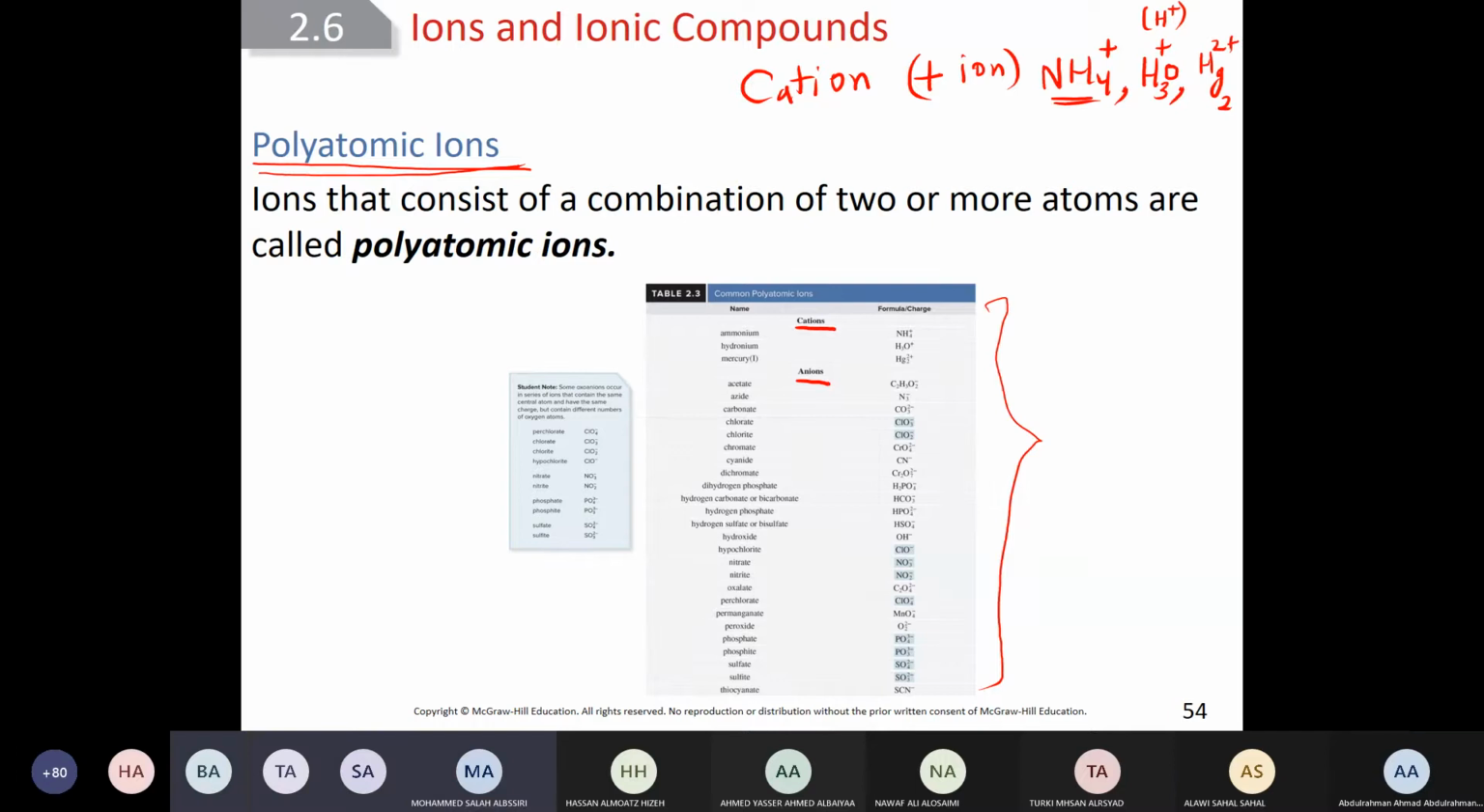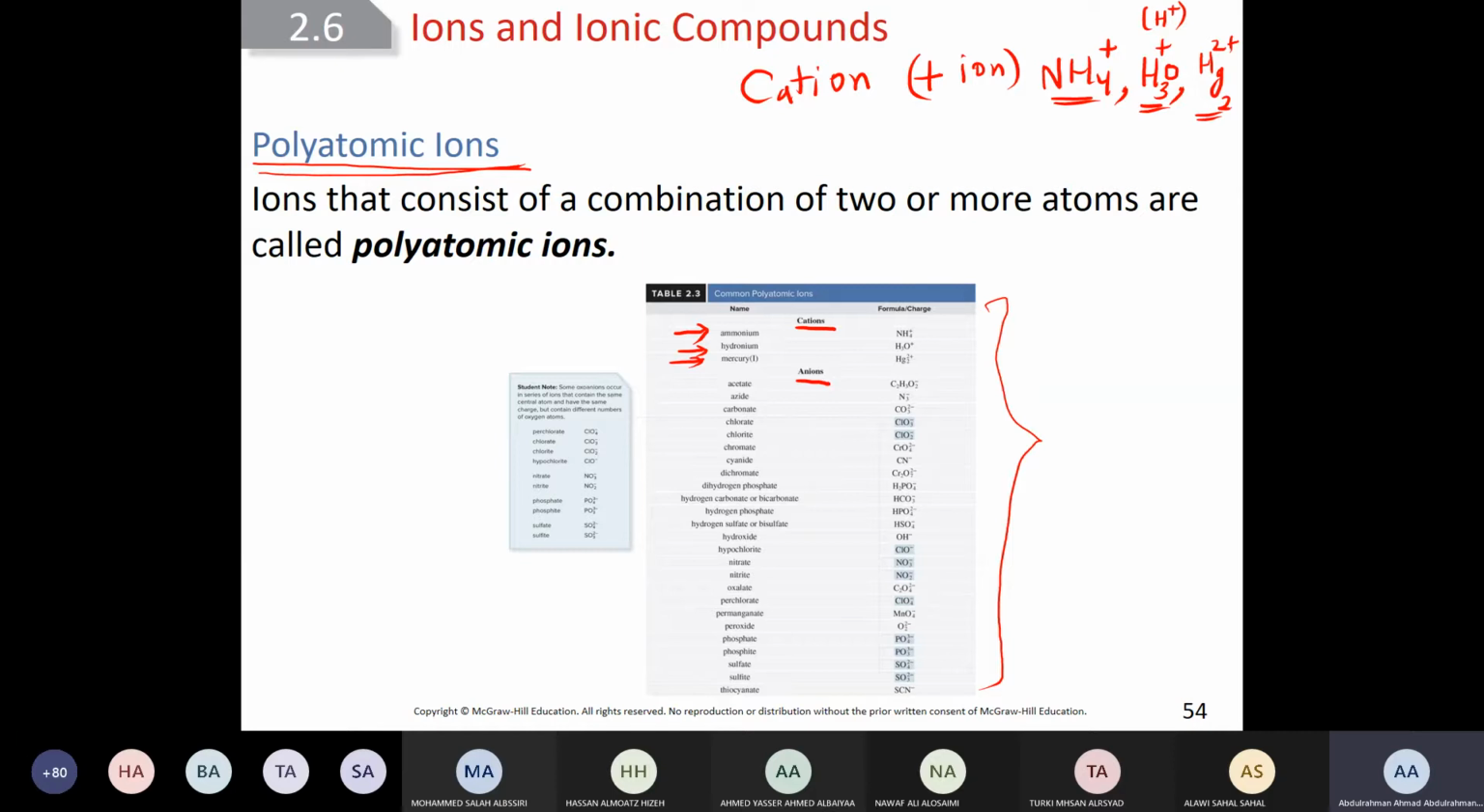Ammonium. Memorize the name. What's the name of the second one? Hydronium. Ammonium ion. And what's the name of the third one? Mercury one ion. We write it mercury. Memorize how to write it and everything. These are the positive ions.